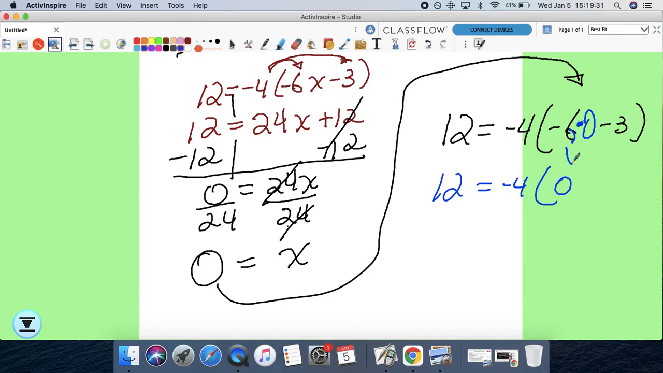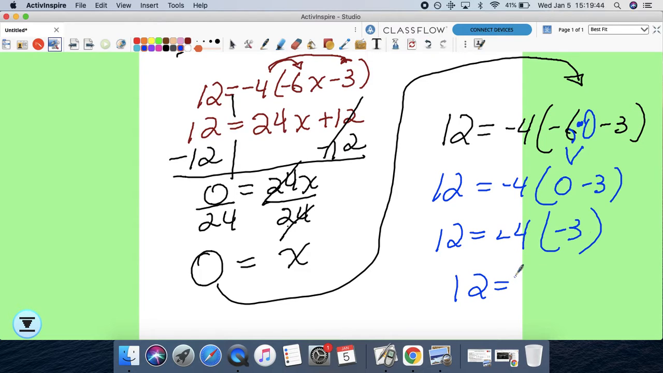And now, right, that's 0, and then we subtract 3. 12 equals negative 4 times, and 0 minus 3 is just negative 3. And finally, we have 12 equals negative 4 times negative 3 is positive 12.